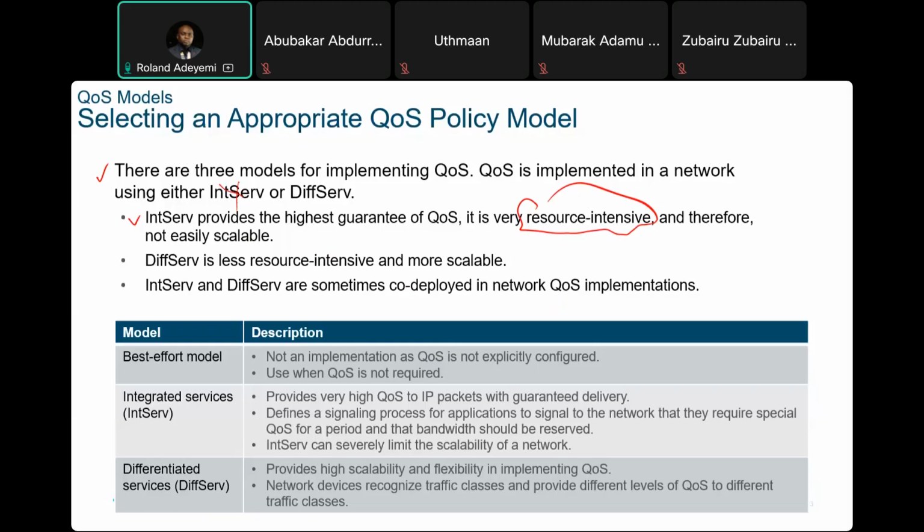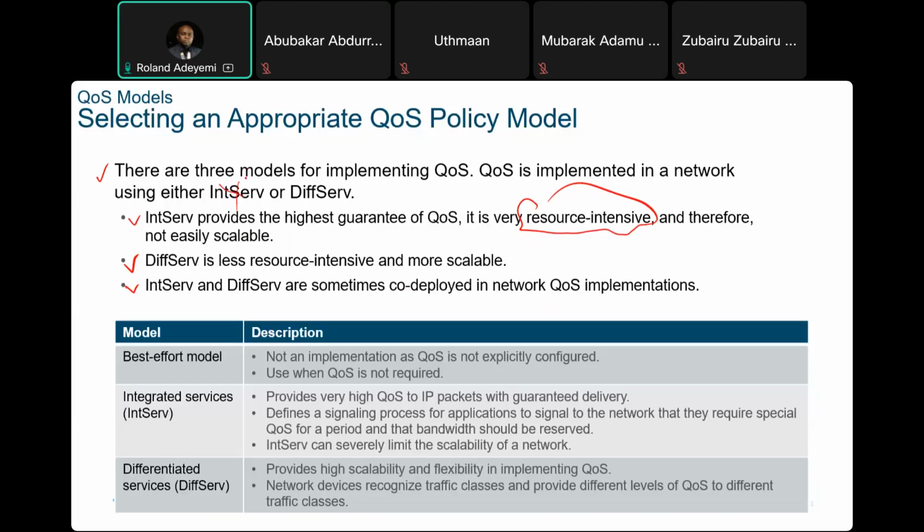And I'll tell you the difference between the two in summary. DiffServ is less resource intensive and more scalable. That is why it is recommended. IntServ and DiffServ are sometimes co-deployed in network QoS implementation. It's very rare, but they said it's possible.